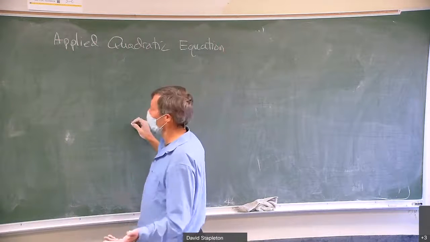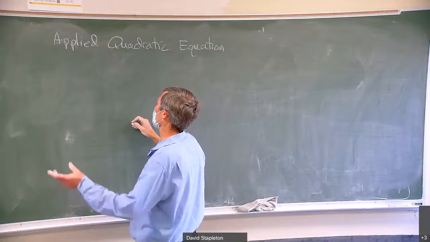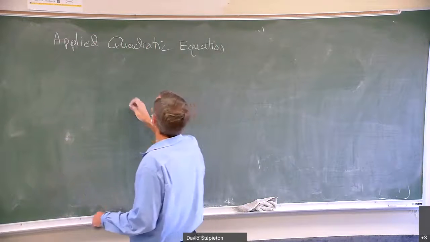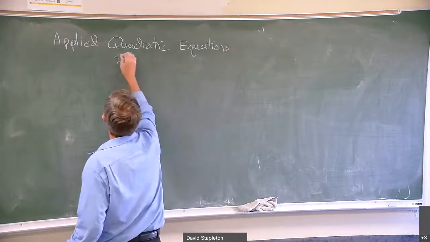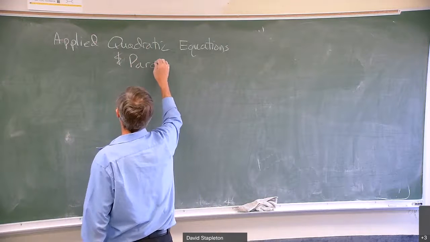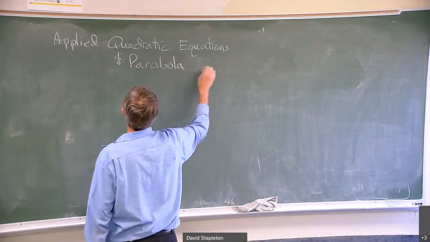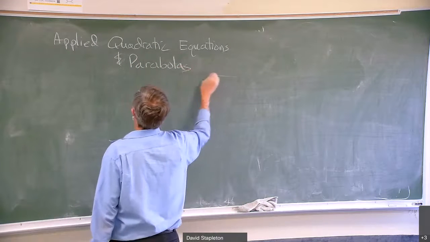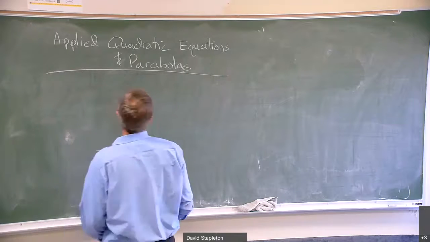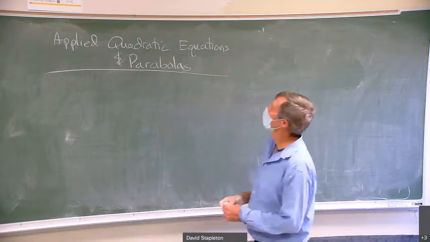A parabola is the graph of a quadratic function. A quadratic equation is a quadratic function equals 0. So they're related, right? The parabola is the graph of the quadratic function. A quadratic equation is setting the quadratic function equal to 0.